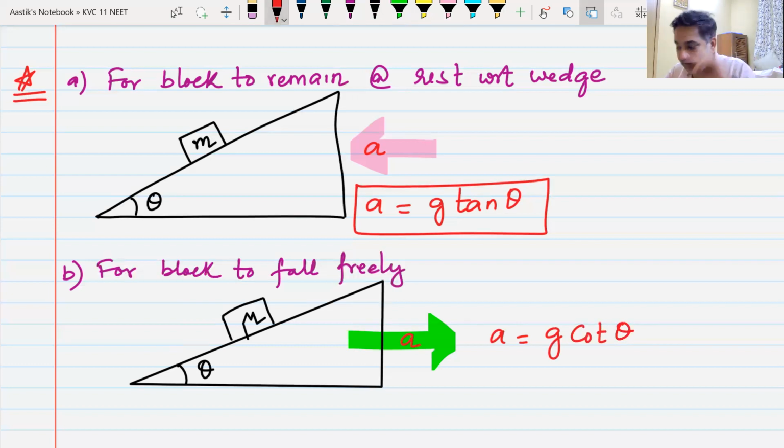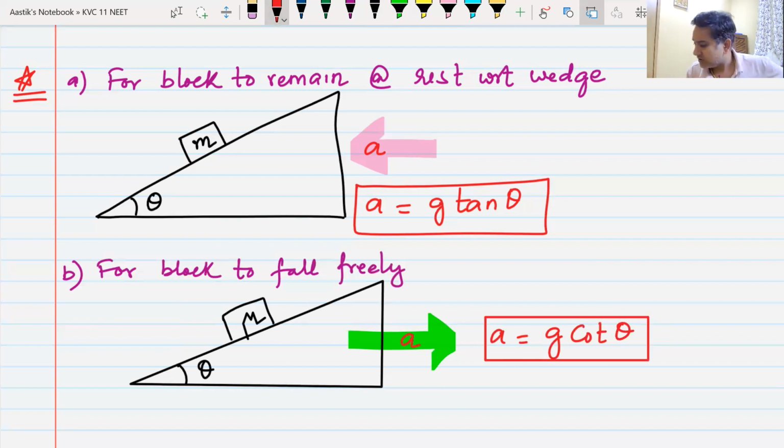So remember tan and cot. Just remember this as important points. You might not get this question. You definitely don't need to solve it. You just need to remember it.